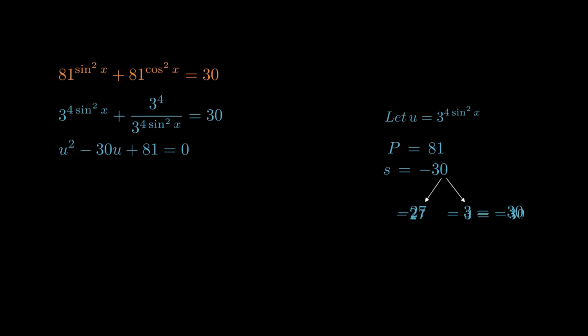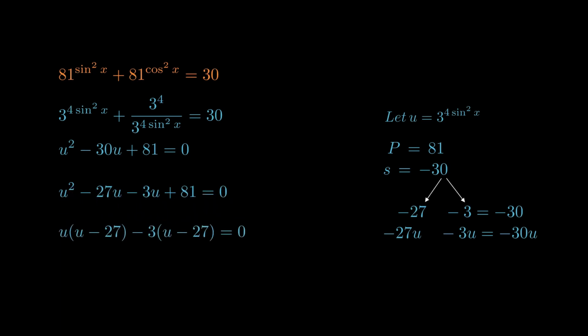We also know that the sum of the roots is minus the first-order coefficient over the second-order coefficient, which comes out as minus 30. We then find a working solution by writing minus 30 as the sum of minus 27 and minus 3. Note that the product of minus 27 and minus 3 is indeed 81. With this, we successfully factorized our quadratic equation.